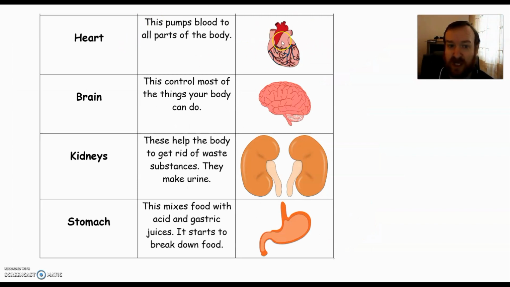Next, we've got the heart, which pumps blood to all parts of the body. We've got the brain. It's the thing that controls most of the functions of our body. The brain, really, really important organ. The kidneys, they help remove waste substances. It's what makes urine, pee. And then the stomach, this mixes food with acids, hydrochloric acid, and other digestive juices and enzymes, and it breaks down food before it goes into the small intestine so it can be absorbed.